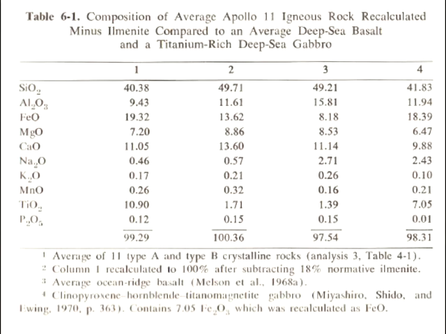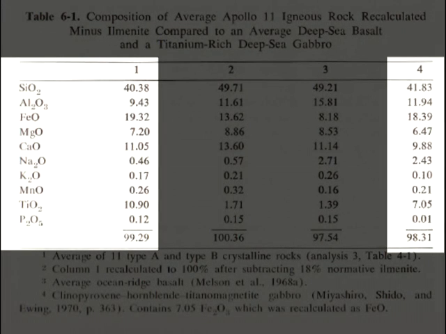Now you're probably saying, that is an unfair comparison, because you had to remove some of the ilmenite in order to get the normally high titanium Apollo 11 samples to match the relatively low titanium Earth basalts. It's a moot issue, because there are also high titanium terrestrial volcanic rocks, such as the titanium-rich deep-sea gabbro that Mason and Melson also compared.